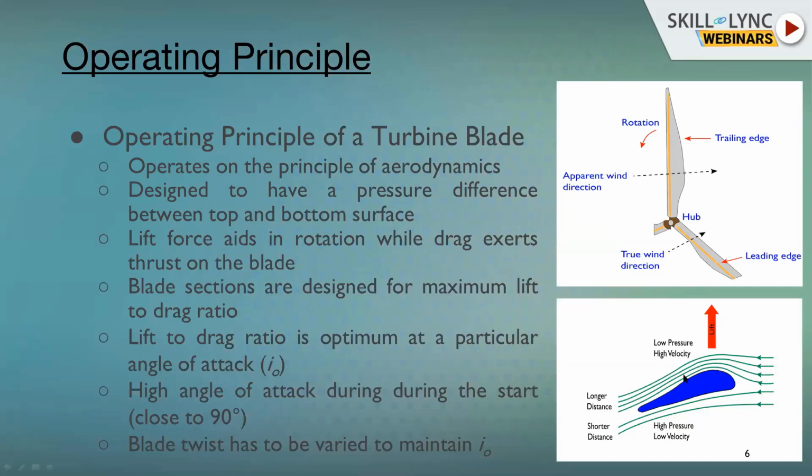pressure difference between the top and bottom surface, and this happens due to the length of the blade, for which the velocity is different, and as a result the pressure head of the top part is lesser as compared to the bottom part, for which there is a lift force. Okay, so this lift force helps to rotate.